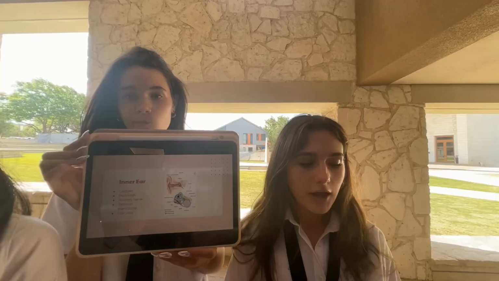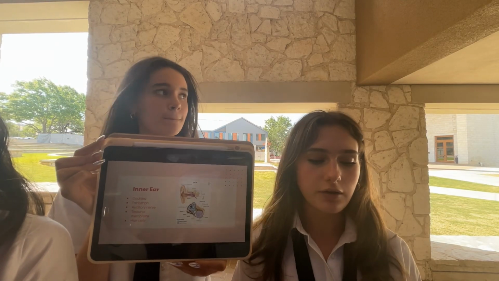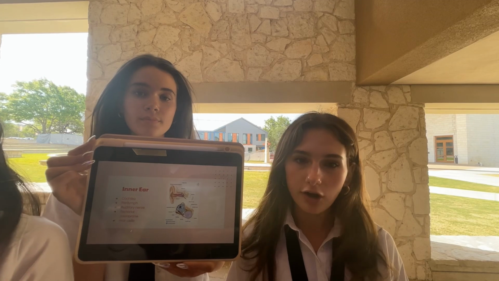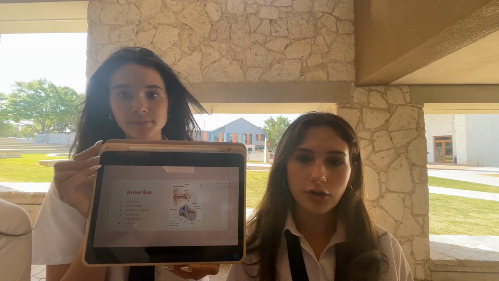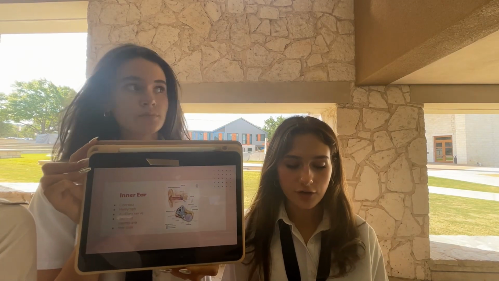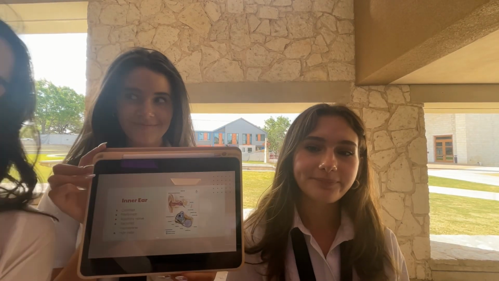Each canal is filled with endolymph and has an enlarged region called the ampulla, which contains the crista ampullaris, a sensory organ with hair cells embedded in a gelatinous structure called the cupula. When the head rotates, the inertia of the endolymph causes it to lag behind, deflecting the cupula.